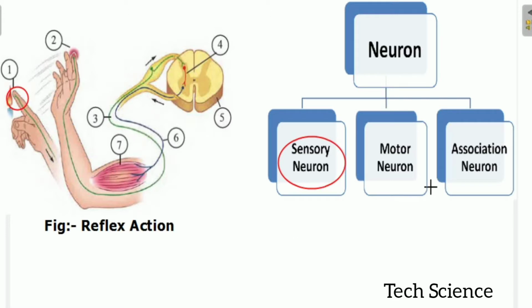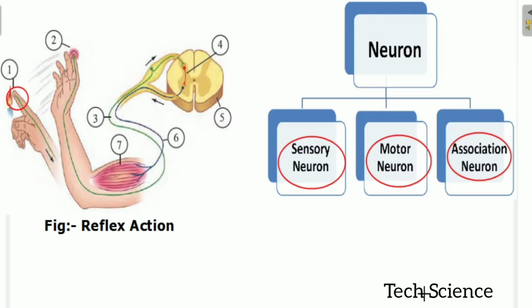The motor neuron has the reverse function of the first one. The motor neuron carries the messages from the brain to the respective organ or the muscles which are taking an action for that organ. And the association neuron carries some kind of integration function with these. So how does the association neuron play an important role in the reflex action? Now it's time to see.